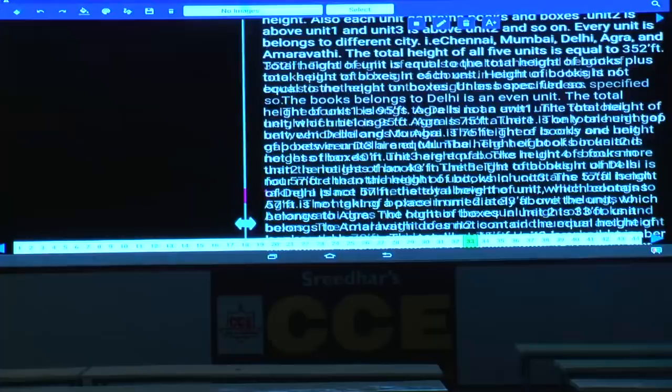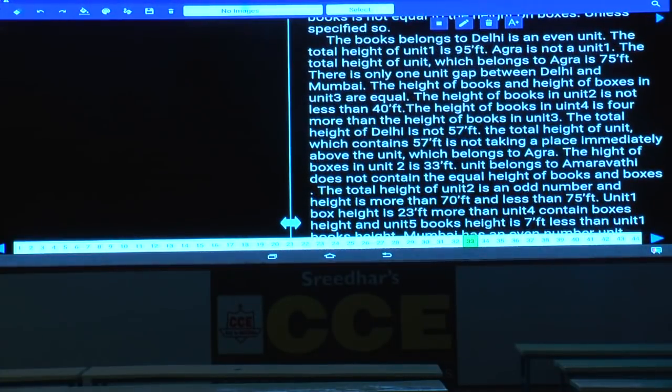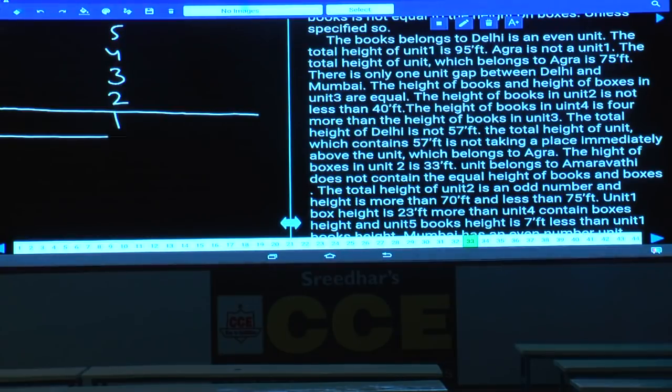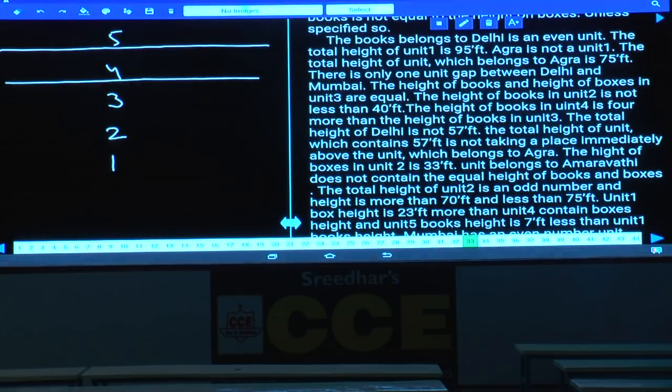Now, let us take the possible cases in this. Now, the books belonging to Delhi. Hence, how many units do we have? We have 5 units: 5, 4, 3, 2 and 1. Now, in these 5 units, the sum of books plus boxes must be equal to, we need some more space. Now, in each of these, there are 2 components, books, boxes and so on.